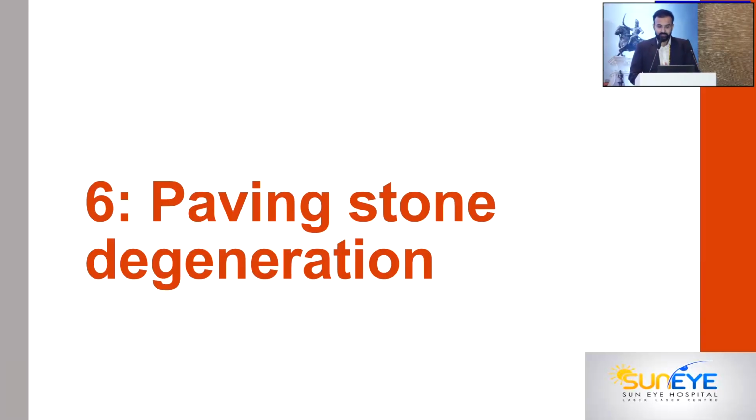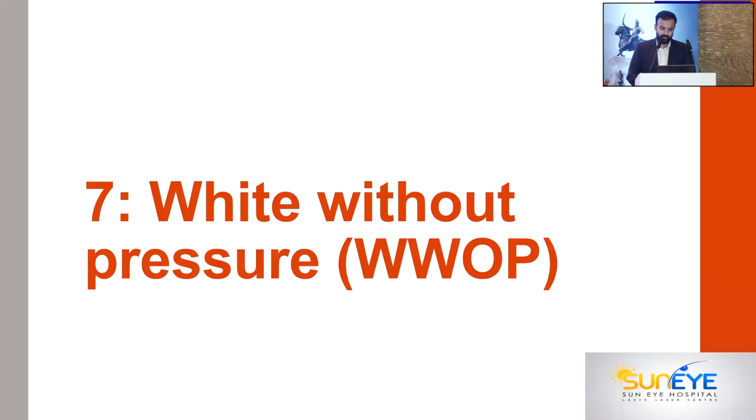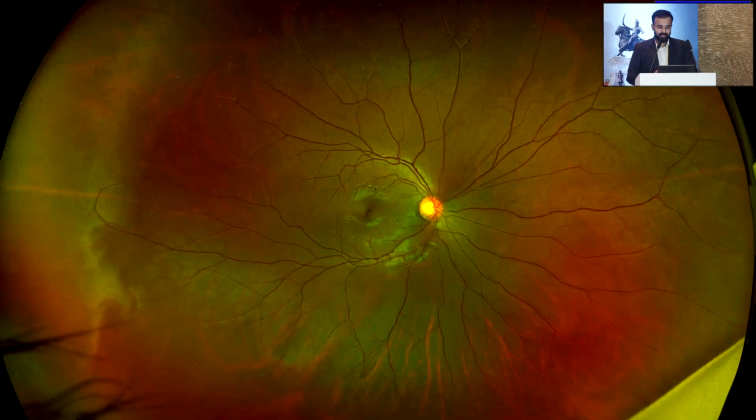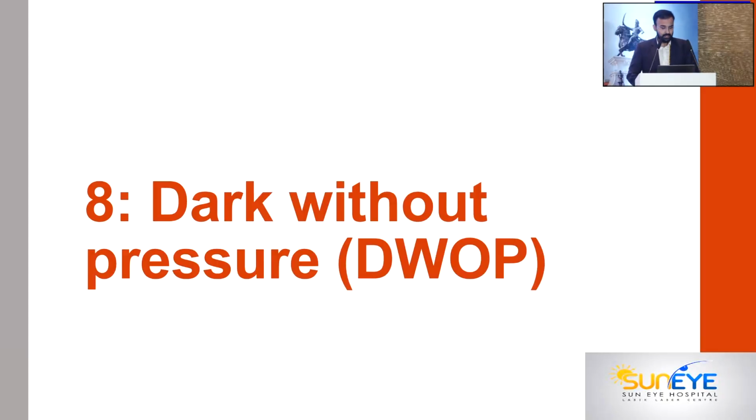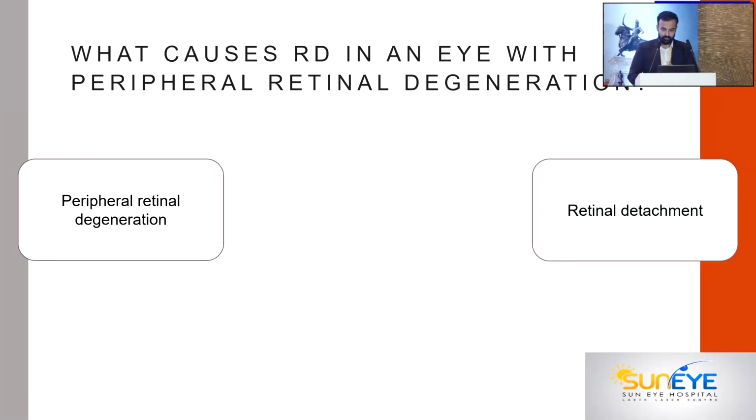Paving stone degeneration is a type of chorioretinal degeneration, again seen in the periphery. These are basically chorioretinal degenerations, as I told at the start of my talk. Now there's something called WWOP, which we call white without pressure. If you can see in the temporal periphery, there's a region of whiteness, beautifully captured on ultraviolet imaging. Now there's something called dark without pressure. These are dark areas on the retina. WWOP are white areas on the retina, and DWOP are dark areas on the retina. Without pressure means that these lesions are seen without indentation, without applying any external pressure to the globe.